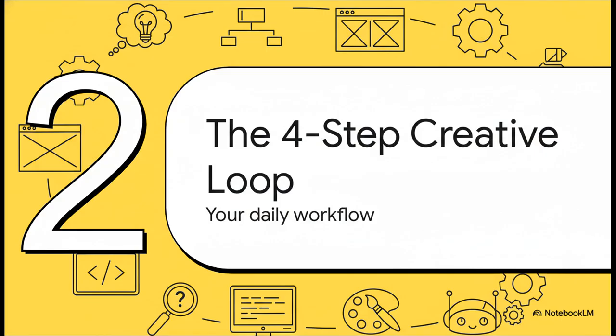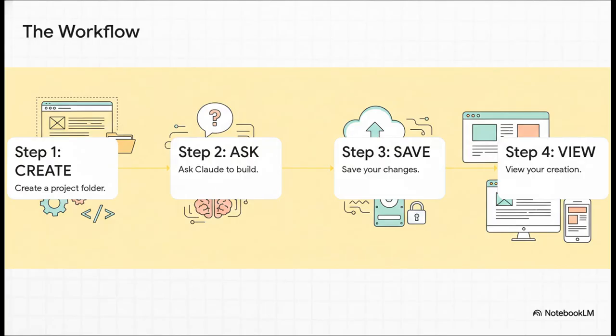See? Painless. Now we get to the really fun part, the 4-step creative loop. This is the simple process you're going to use every single time you want to make something new. It all comes down to 4 simple words: create, ask, save, and view. That's the whole shebang. Let's walk through each one right now.